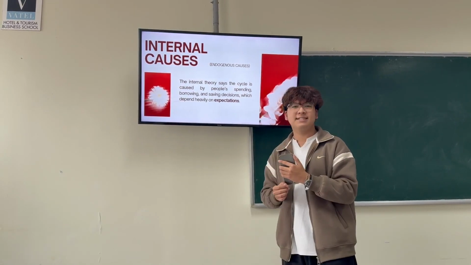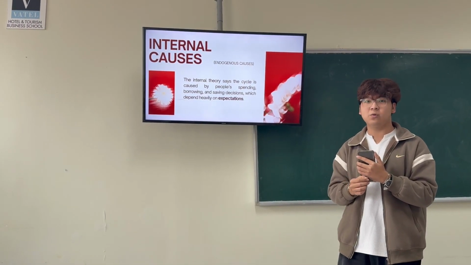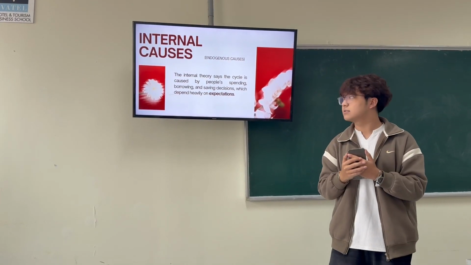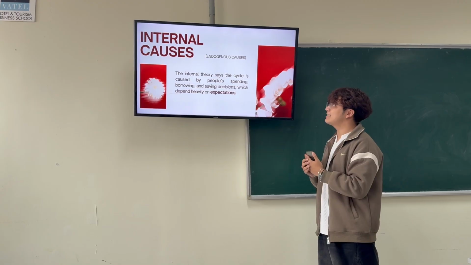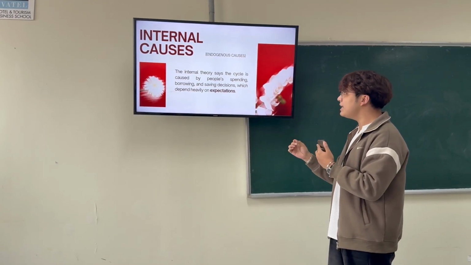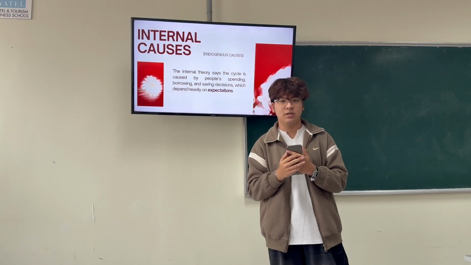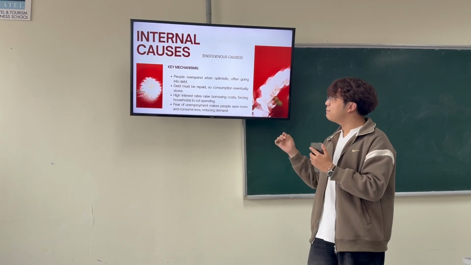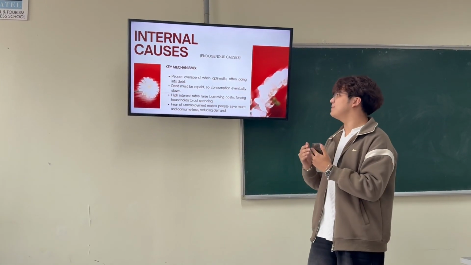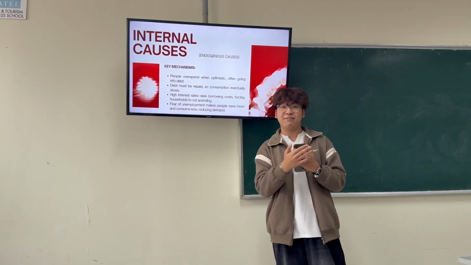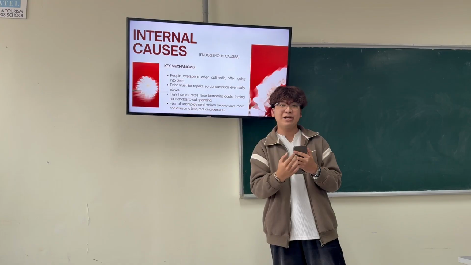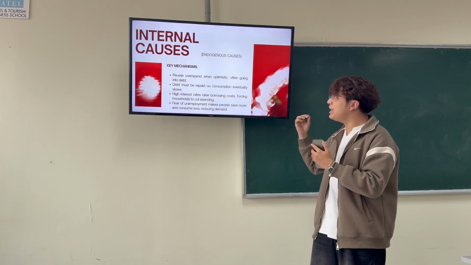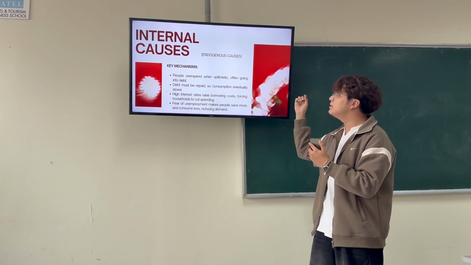Okay, so we need to discover why we have our business cycle. We have 2 cases. The first one is endogenous, or internal, causes. The internal theory says that the cycle is caused by people's spending, borrowing, and saving decisions, and by expectations. The key mechanism is that people overspend when they feel optimistic. They feel they have enough money, they can spend more, and they can buy to satisfy their needs and their habits of consumption. If we keep buying, the overspending will lead to debt.